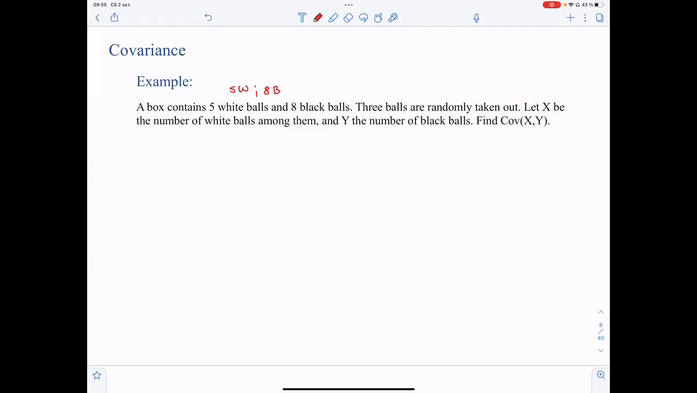x is the number of white balls. So I could have 0 white balls, 1 white ball, 2 white balls, or 3 white balls. If I have 0 white balls, then y obviously is 3, here it is 2, here is 1, here is 0. So without any problems, we may say that y is 3 minus x, obviously.